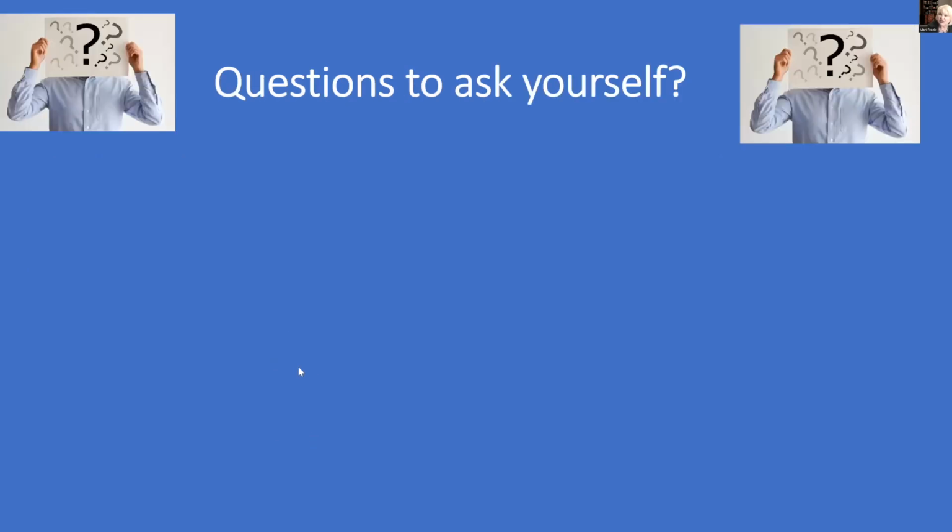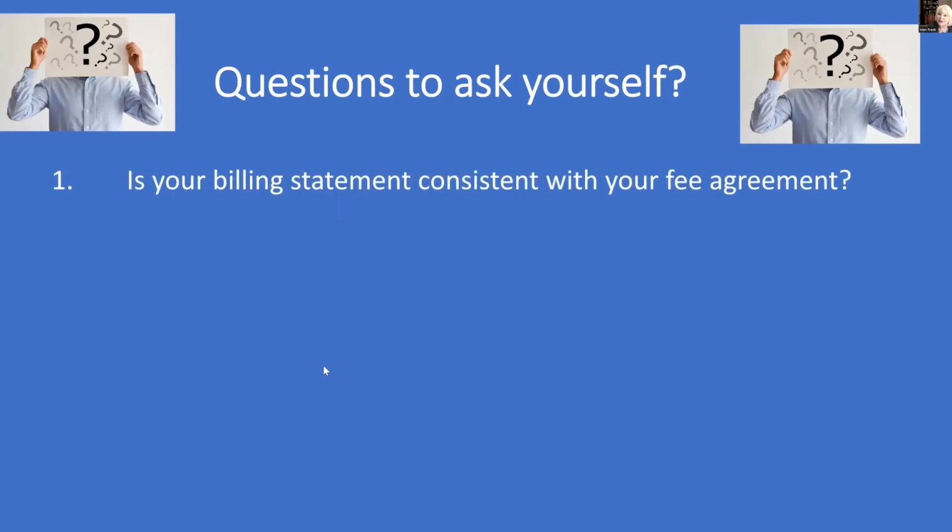And then here's some questions to ask yourself. Is your billing statement consistent with your fee agreement? So we just talked about that a moment ago, but it's very important that you ask yourself, am I really consistent with that retainer agreement? Am I charging 0.6 or am I charging 0.2, or what am I charging? How am I charging? Am I charging 6-minute intervals, 15-minute intervals? How am I charging? And is it fair considering my experience and my expertise?